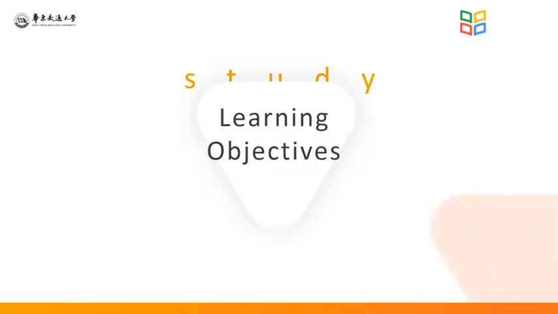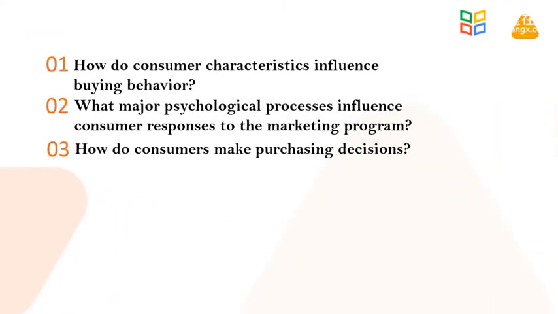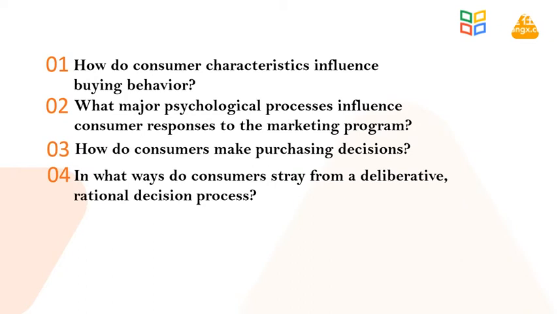In this chapter, we will figure out the following questions. How do consumer characteristics influence buying behavior? What major psychological processes influence consumer responses to the marketing program? How do consumers make purchasing decisions? In what ways do consumers stray from a deliberative, rational decision process?